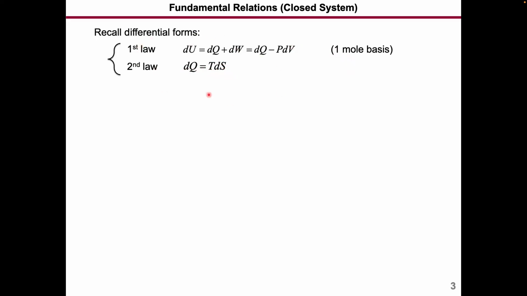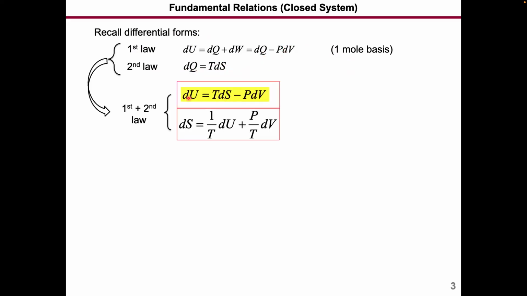Now, what we are doing here is substituting dq equal to TdS into the first law, meaning that we are combining the first and second law. This is what we are going to get: dU is equal to TdS minus PdV, right? And then you can rearrange the equation, moving dS to the other side and dividing by T on both sides. So here dS is going to be 1 over T dU plus P divided by T dV, okay?